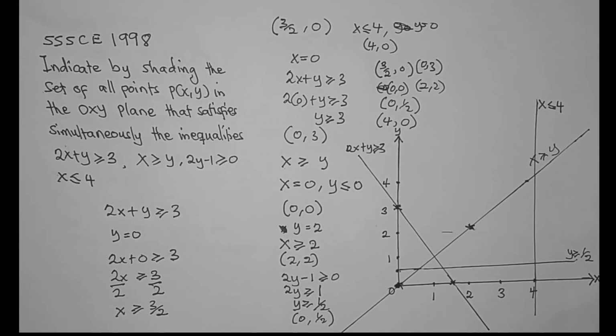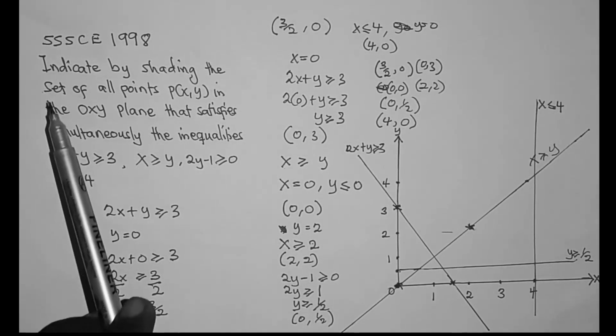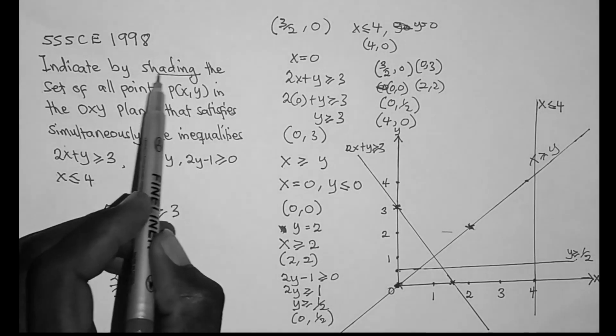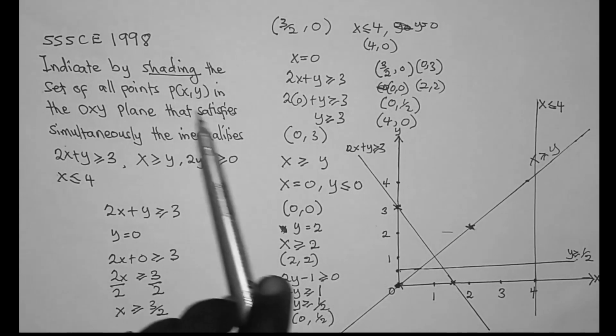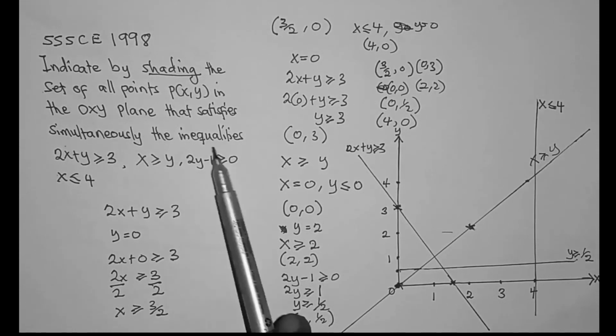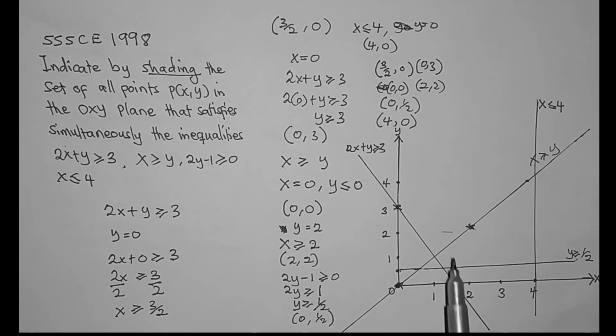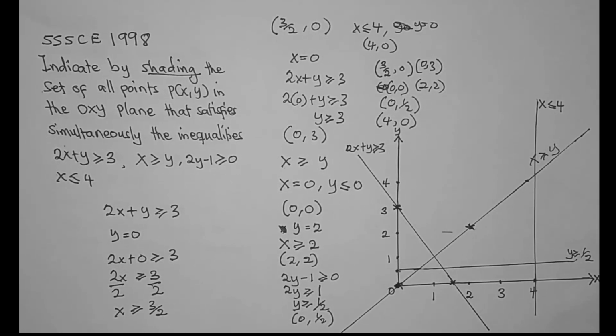So this is how our graph is going to look. But from the question, it says that we should indicate by shading the set of all points in the OXY plane that satisfies the inequalities. So we are now going to indicate the required region in this graph.